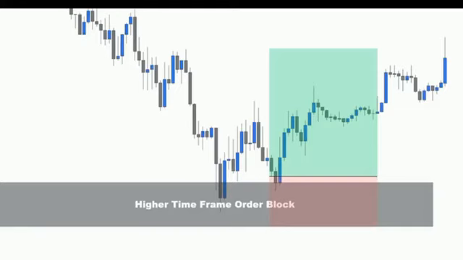Still, you must do your backtesting and see which pair is most suitable for these strategies.